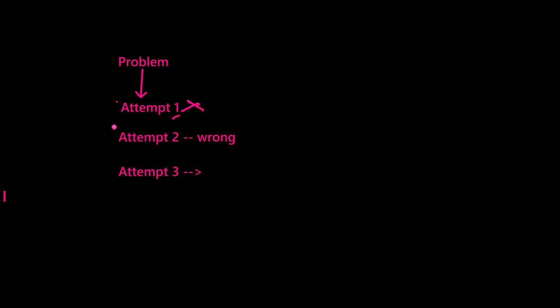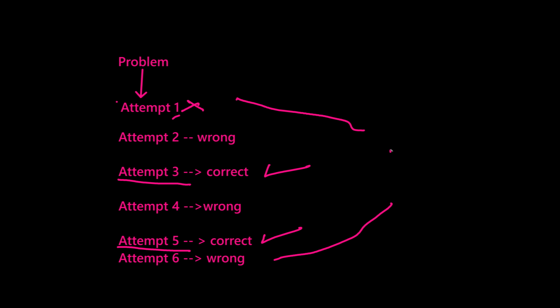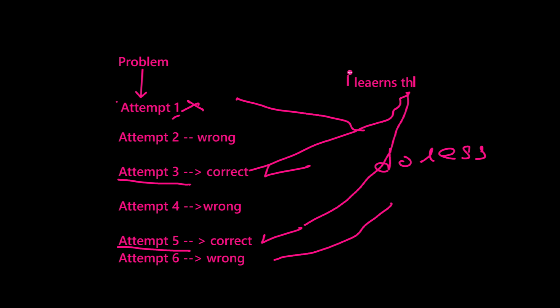Imagine the model generates thousands of attempts. Something like this. Here is a problem. Attempt 1 wrong, attempt 2 wrong, attempt 3 correct, attempt 4 wrong, attempt 5 correct, attempt 6 wrong. The training algorithm says, whatever you did in attempts 3 and 5, do more of that. And whatever led to the failures, do less of that. So instead of imitating a human solution, the model is gradually learning a policy for finding solutions.